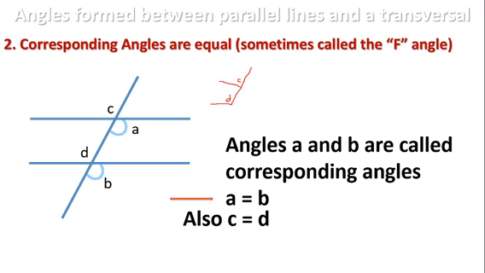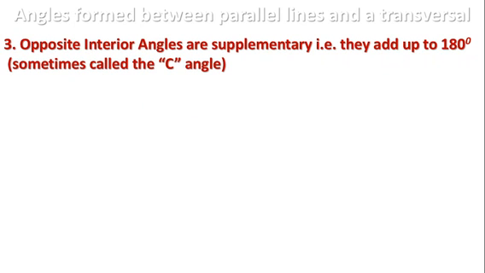Now the third kind of angle I want you to look at under parallel lines and transversal is what we call the opposite interior angles, and these opposite interior angles are supplementary. Supplementary means that when you add them together you will get 180 degrees. Okay, that's what supplementary means. All right, and sometimes this is called the C angle because most times it forms the letter C. All right, so let's see if we can prove that.